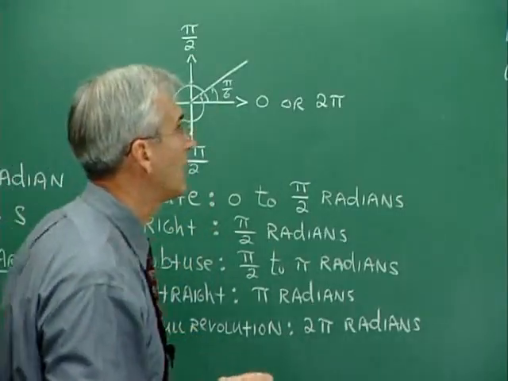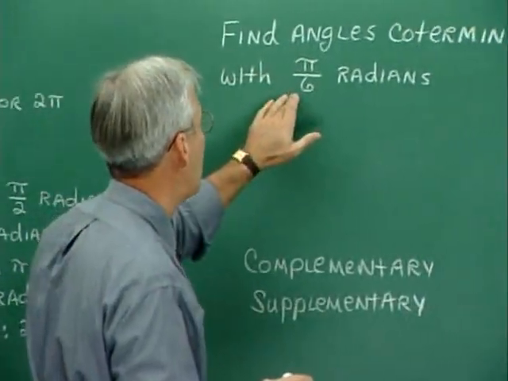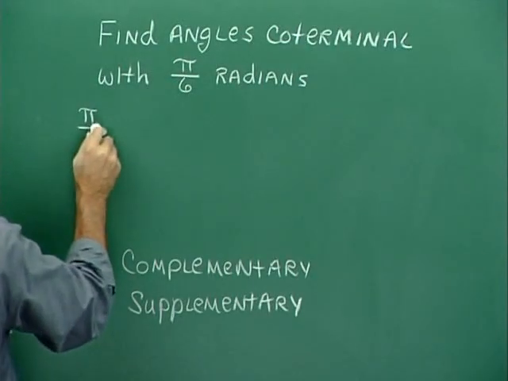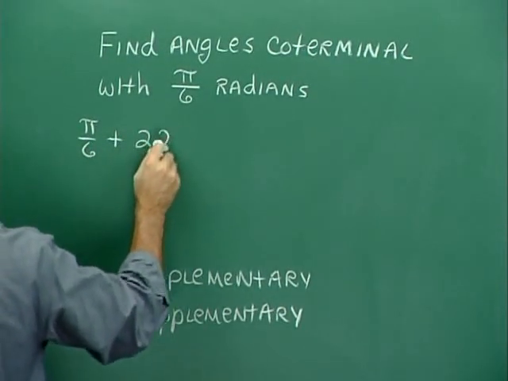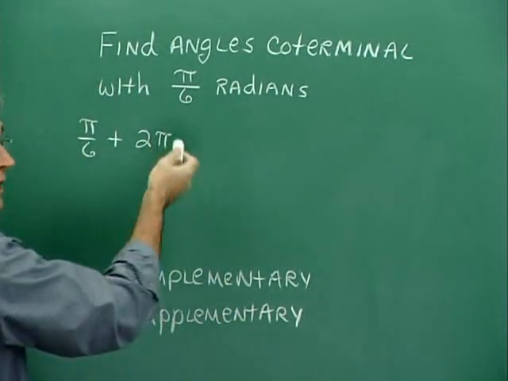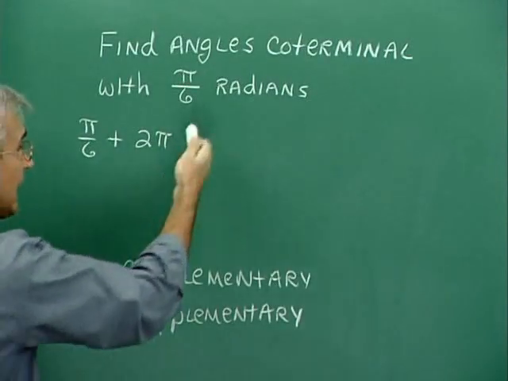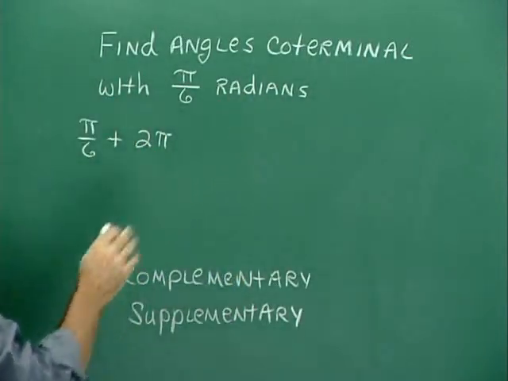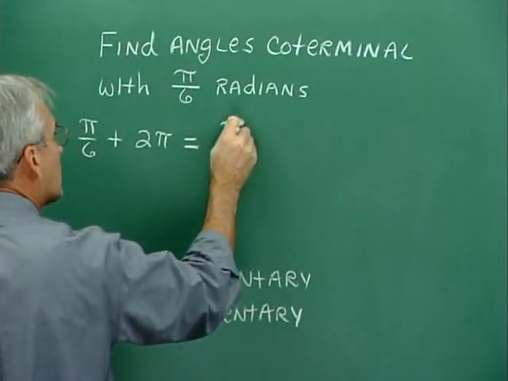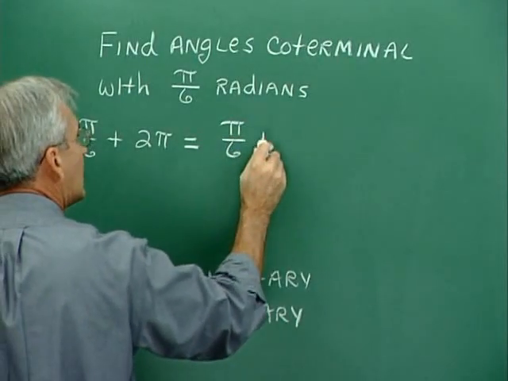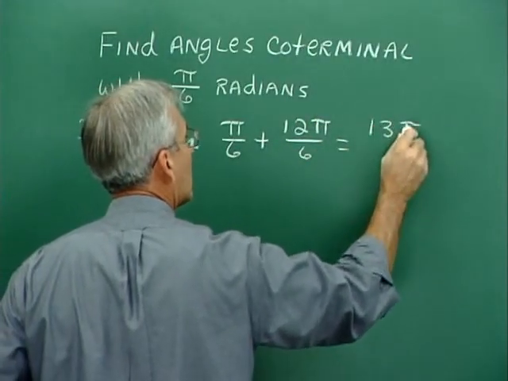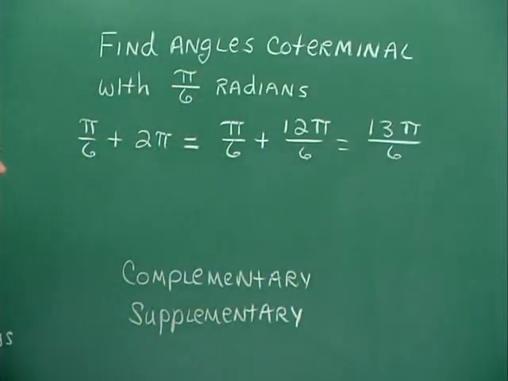Let's make the calculation algebraically. So to find angles that are coterminal with an angle of pi over 6 radians, I would take pi over 6 and add 2 pi. And that gives me a coterminal angle. And if I want another one, I'll add another 2 pi and another 2 pi and so on, and I could generate them all day long. And generally, we would collect these two. The common denominator is 6, so we would have pi over 6 plus 12 pi over 6, or 13 pi over 6, if we want to make it into one fraction.